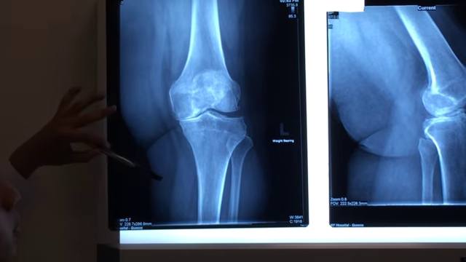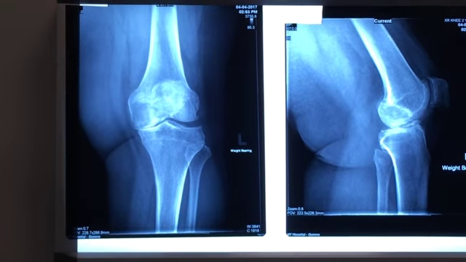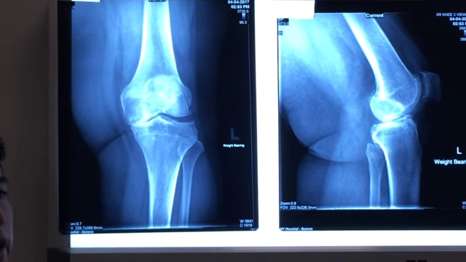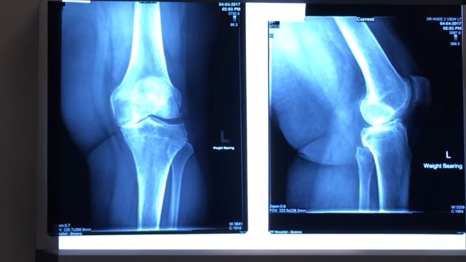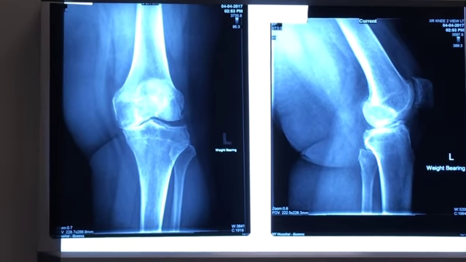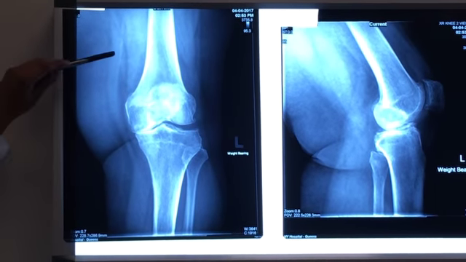When positioning her for this position, it was a bit hard because she couldn't keep that leg straight because of the amount of pain that she was having. She was shaking her leg a lot. So for this projection, we had to move really fast, and we were able to get this picture.